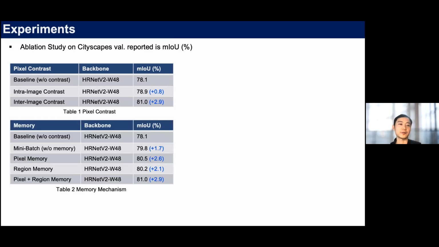The second table studies the memory mechanism used in the paper. We can see from the second row, even if we don't use any external memory bank, or we can say we use only the current mini batch as the memory, we can obtain a promising improvement of about 1.7. After using the pixel memory or region memory, we can obtain further improvements.